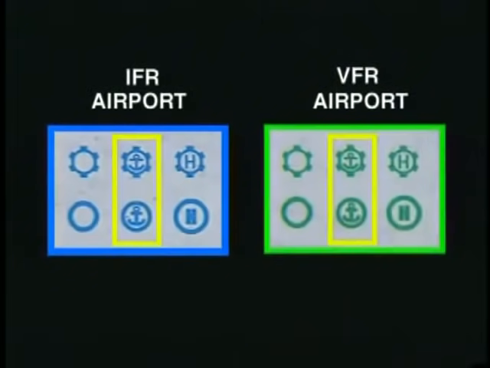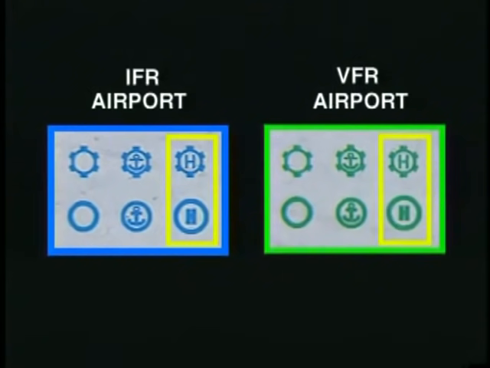Both civil and military seaplane bases are charted with an anchor inside the appropriate symbol. Heliports are labeled with an H. Notice again that IFR airports are in blue, and VFR airports are in green. Civil airports have cogs, and military airports are smooth.